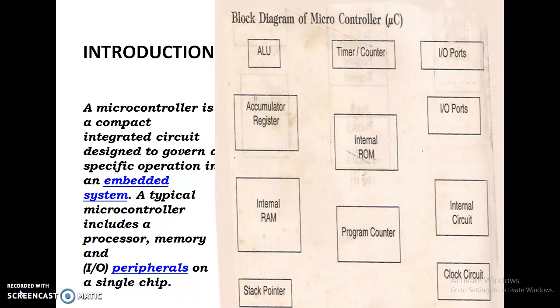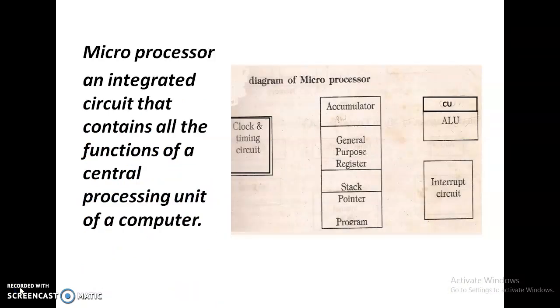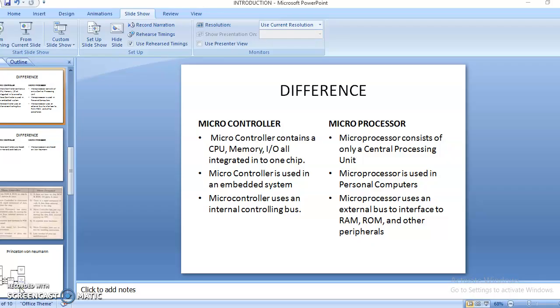I request you to pause the video and go through the block diagram of the microcontroller and the microprocessor for a minute. Now let us study the difference between a microcontroller and a microprocessor. A microcontroller contains a CPU, memory, I/O, that is input and output, ports, all integrated into one chip. Whereas a microprocessor contains only a central processing unit, that is seen as a CPU.